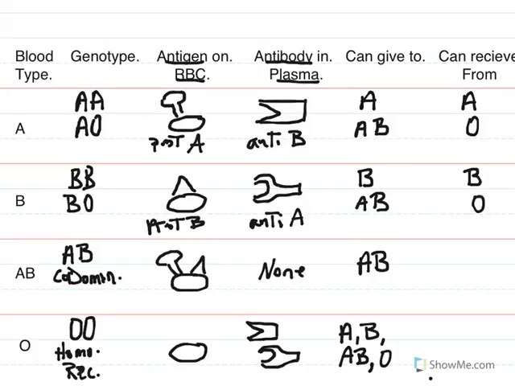Now, AB does not have either antibody in its plasma, so it can, we're talking about receiving, it can receive from A, B, AB, and O. It's the universal recipient. Whereas O has both antibodies, so it can only receive from O.